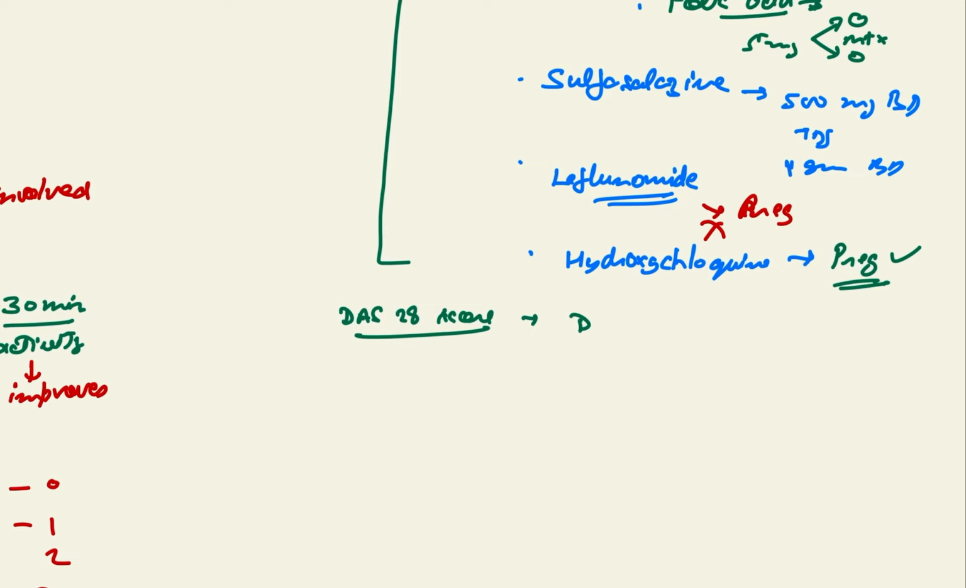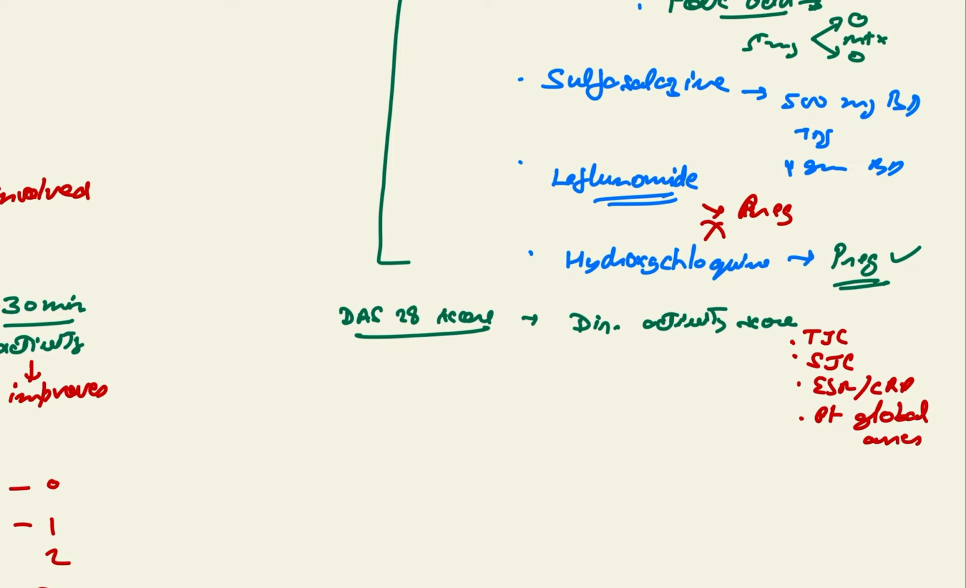DAS-28 score is the disease activity score. It is a complex formula by which we calculate. There are certain indicators in that: the tender joint counts, the swollen joint counts, the ESR or the CRP, and the patient global assessment of the disease. After we calculate the DAS-28 score, if it is increasing despite the therapy, then we have to switch the therapy. That means our therapy is not that good.